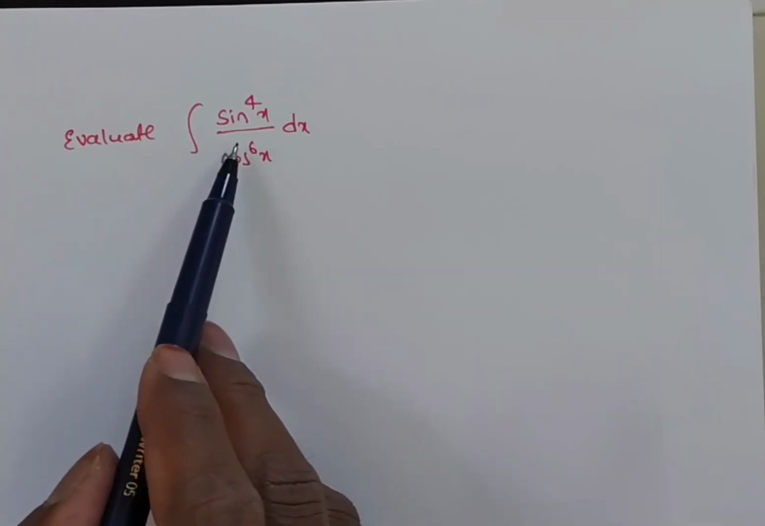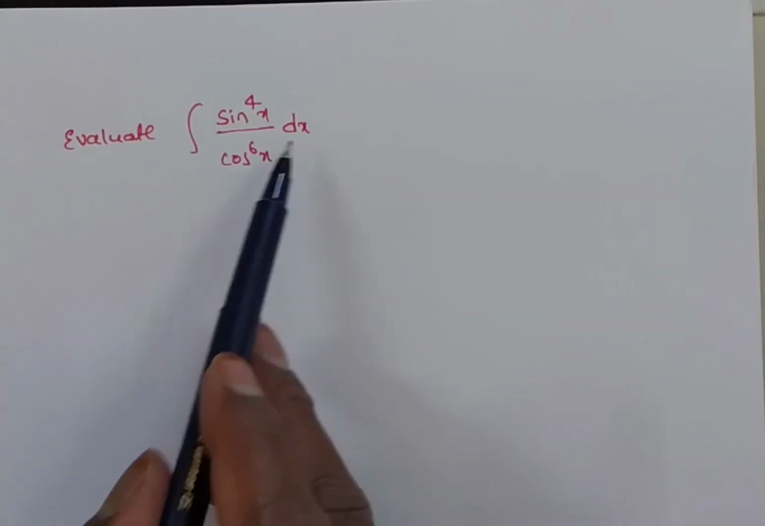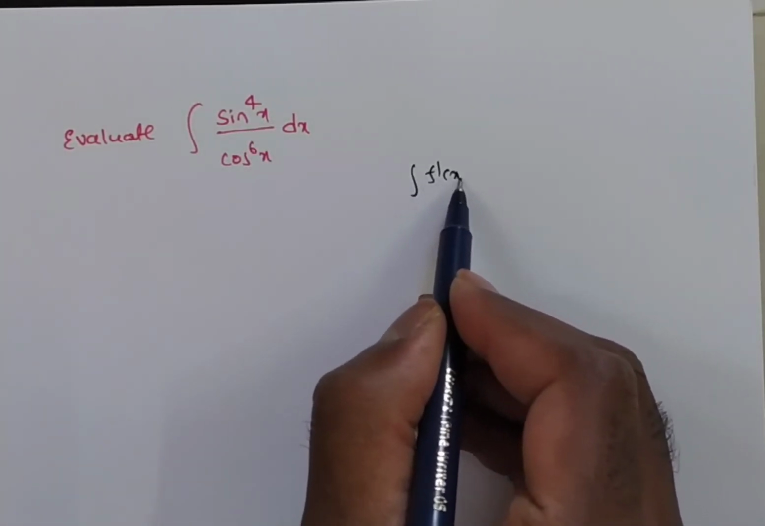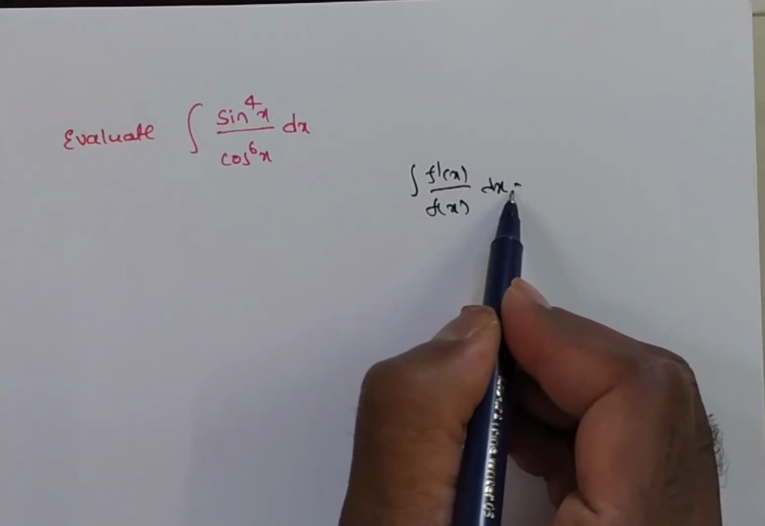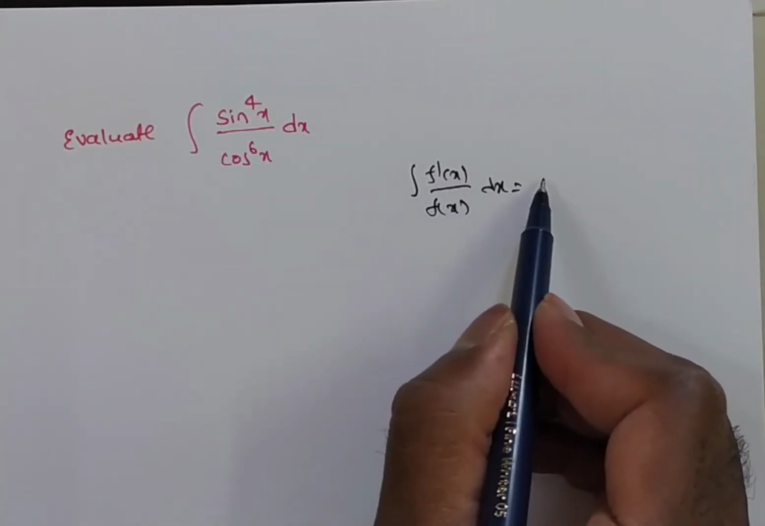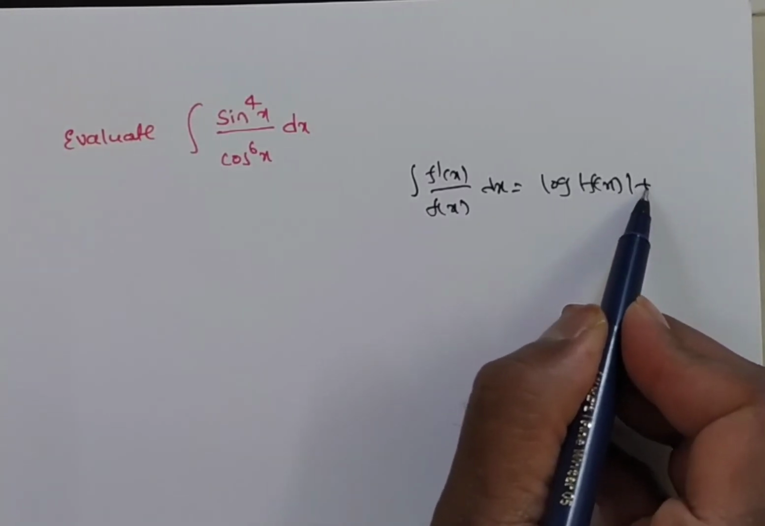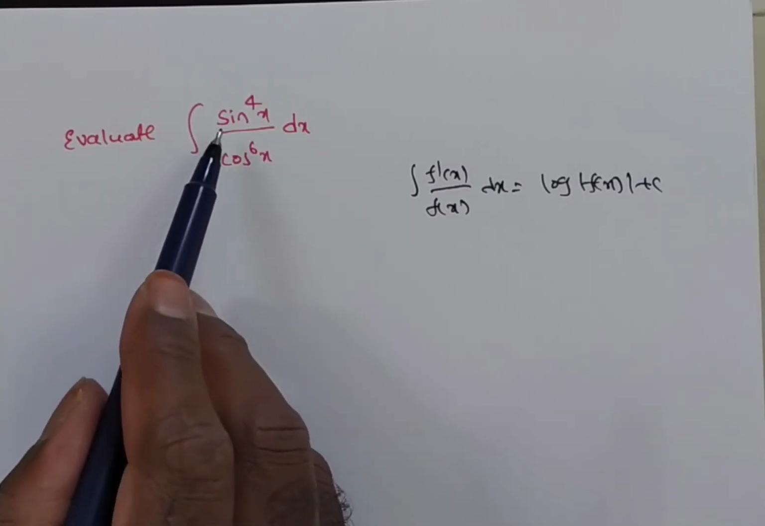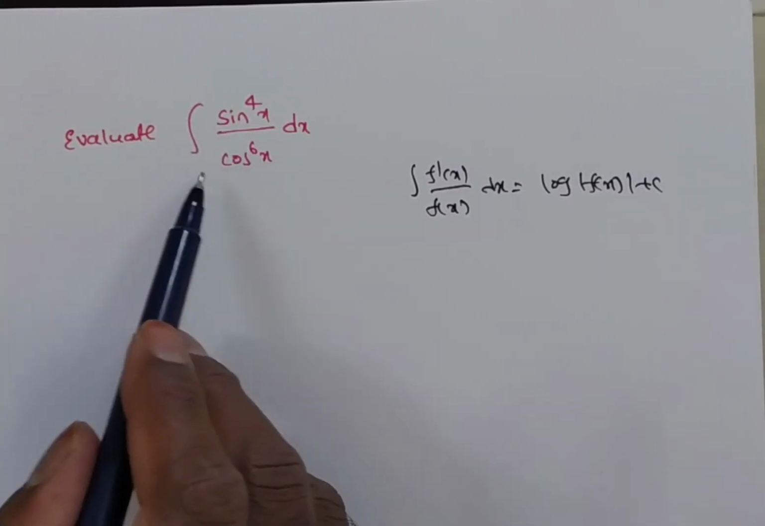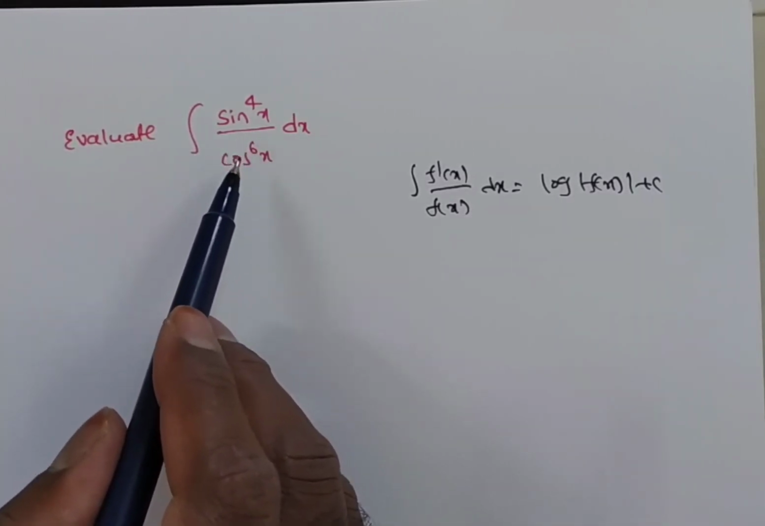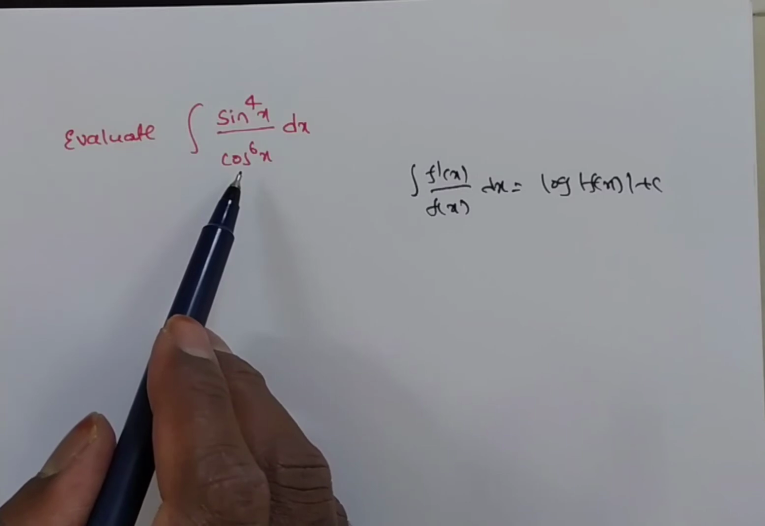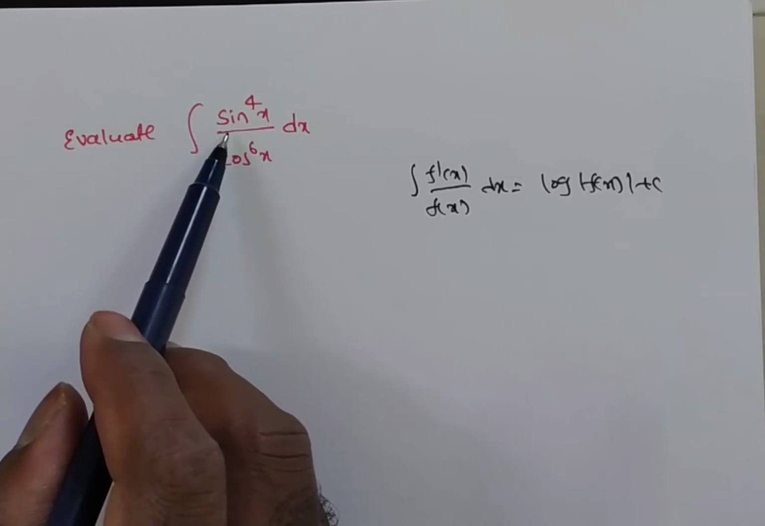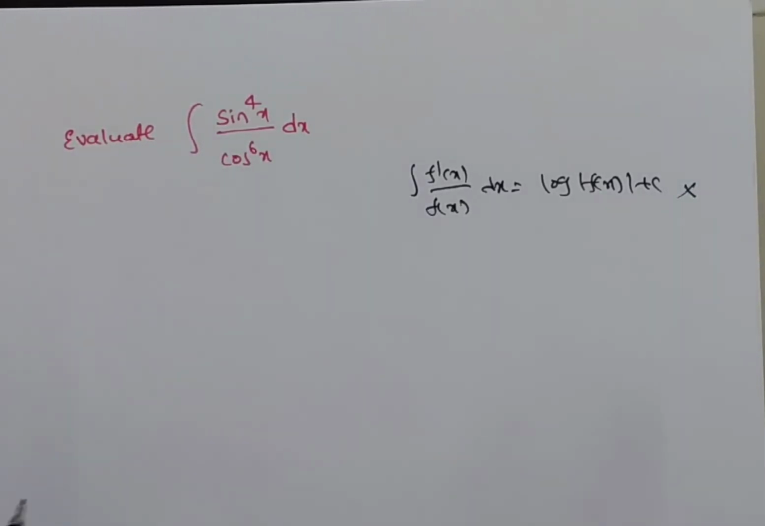Evaluate integral of sin to the power of 4x by cos to the power of 6x dx. Here also it contains numerator and denominator. Whenever you have a numerator and denominator, we compare with integral of f dash of x by f of x dx. If the denominator's derivative is in the numerator, then we write log of denominator plus c. Now here you observe, the denominator contains cos x whole power 6, and the numerator has sin x power 4. The derivative of cos x is minus sin x, but here you have cos x power 6, whose derivative is 6 into cos x to the power 5 into minus sin x. Do you have it like this? No. So you cannot apply this formula. Is it clear?